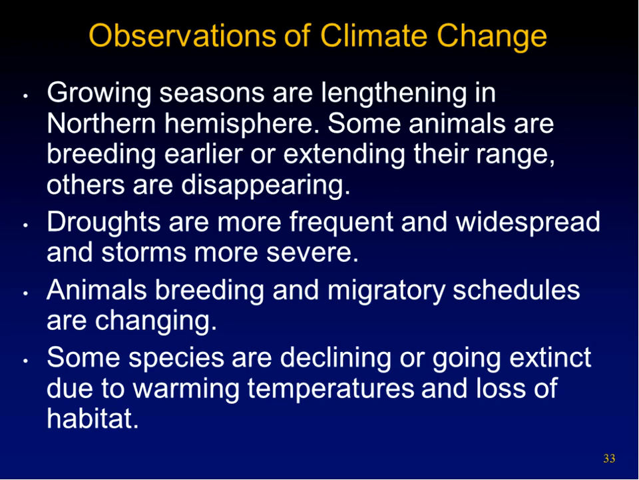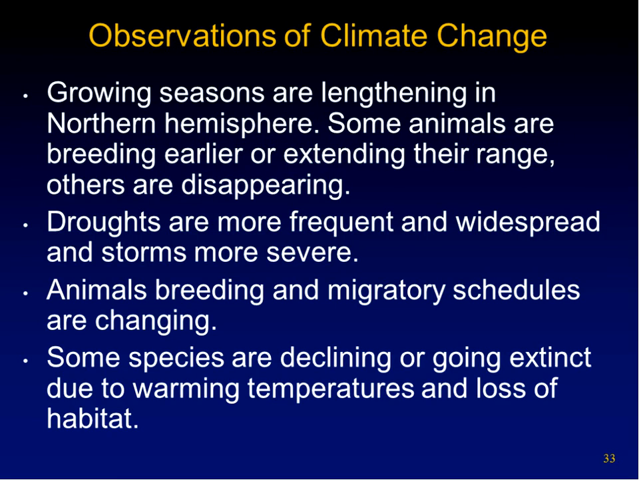Growing seasons are lengthening in the northern hemisphere. Some animals are breeding earlier or extending their range, and that, of course, means others are disappearing. Droughts are more frequent and widespread, and storms are more severe. The predictions for climate change in our own state, California, center around this point. The predictions are that we will have more severe droughts, and some more severe storms when we do get our wet years. So in some sense, our state is somewhat unprepared for very severe storms and also extremely severe and long droughts.